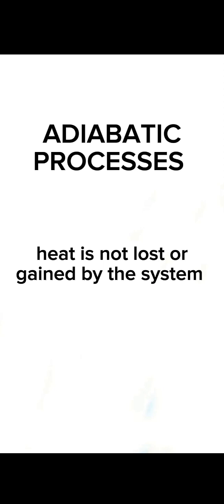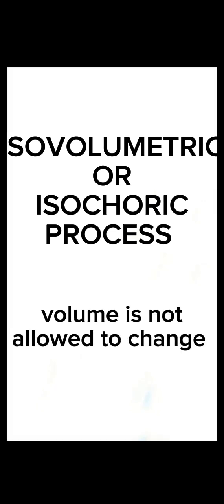The second type are the ones we call adiabatic. An adiabatic process is a type of process where heat is not lost or gained, right? An isobaric process is a process where the pressure is kept constant. And the last type is called an isovolumetric process. You guessed right, this is a type of process where the volume is not allowed to change, right?